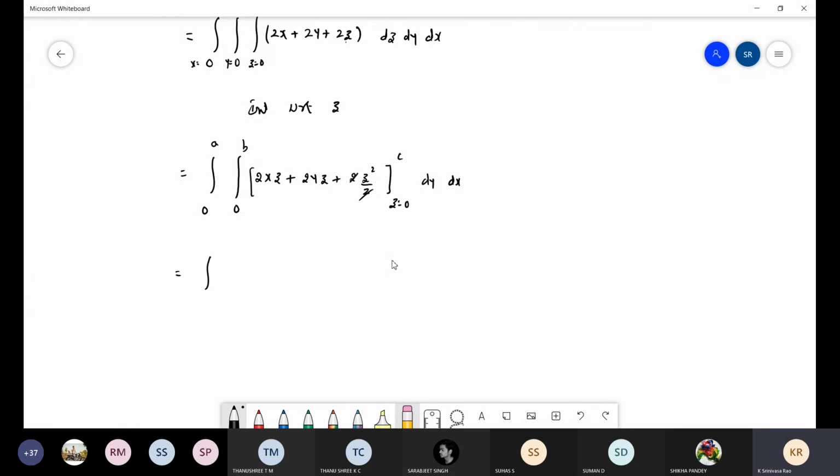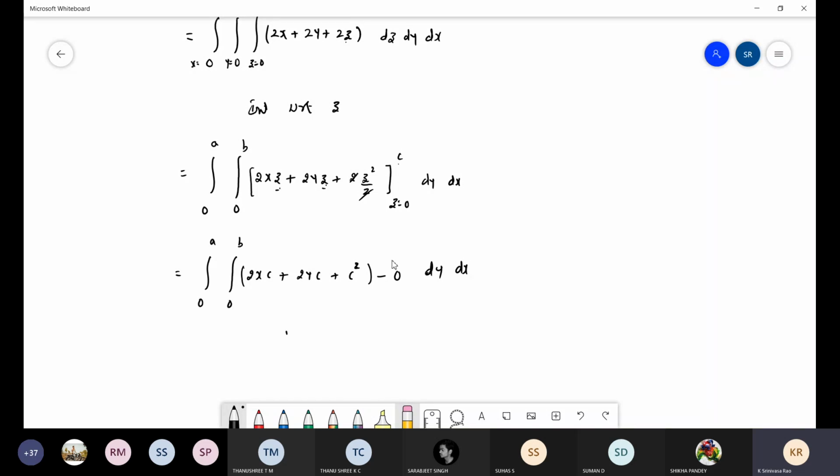So two steps are required to integrate one variable. Wherever z is there, z is the variable here. So I want to put z equals c, the upper limit. You will get 2xc plus 2yc plus c square. Is it right? And what about the lower limit? 0. Yes, the lower limit is 0 because in every term z is there. So if you put z equals 0, it is 0. Then dy and dx. Now integrate on limits 0 to a, 0 to b.